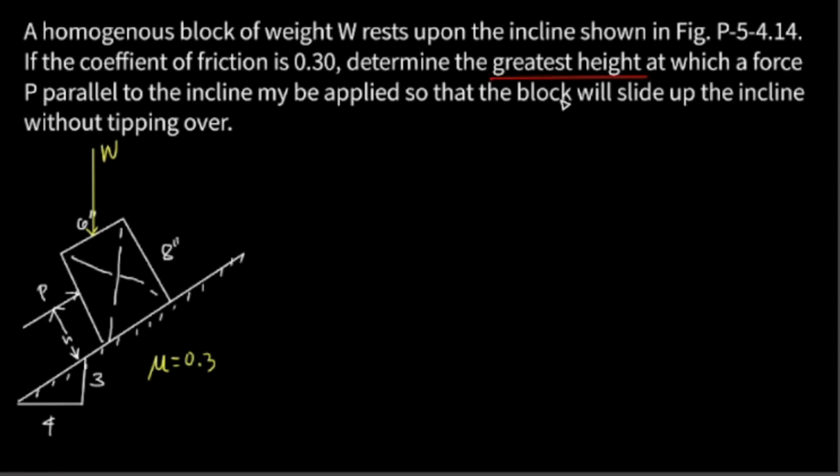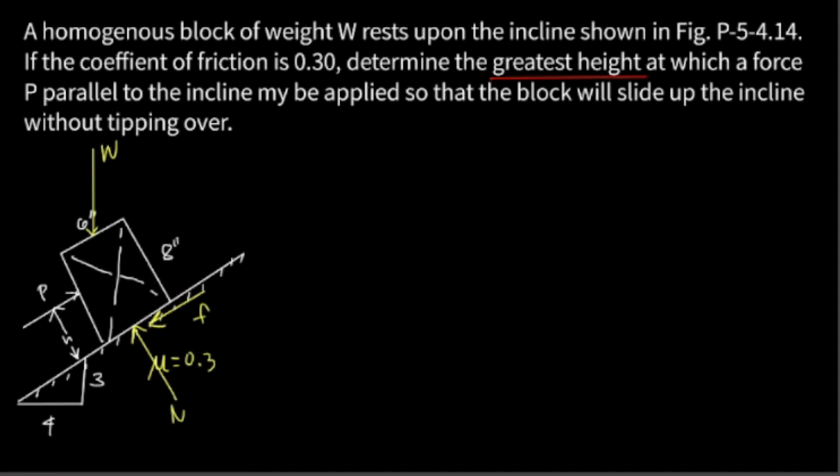So, the greatest height at which the force P can be applied to the block so that it slides up, going up the incline without tipping over. Let's start. Let's identify the forces here. We have a normal force. Since the applied force is going up the incline, the friction is opposite. So the applied force goes to the right, and the friction goes to the left. This is our F.